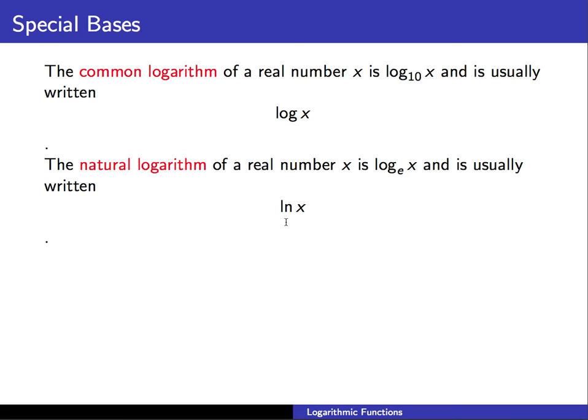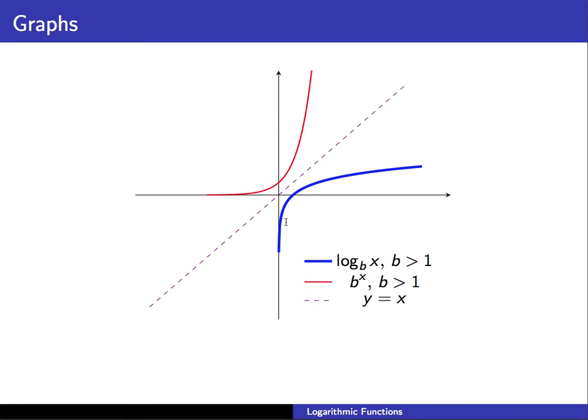So here we have in blue the graph of log base b of x, where our base is greater than 1. And we have the exponential function b to the x in red. Notice also, again, that reflection across the y equals x line for a function and its inverse, that the graph in blue is a reflection across this y equals x line of the graph in red, and vice versa.